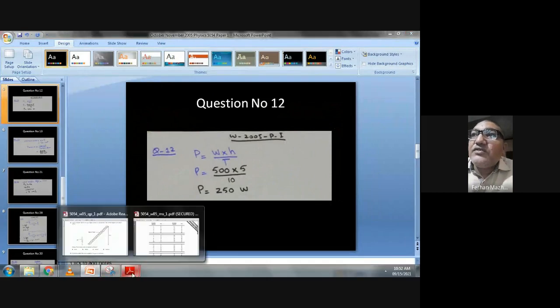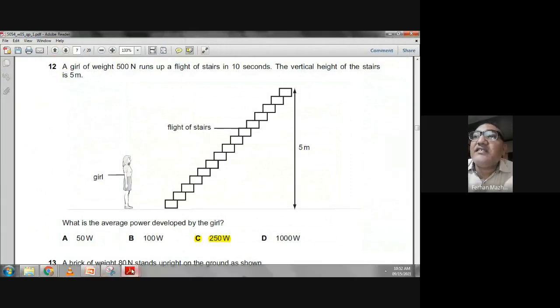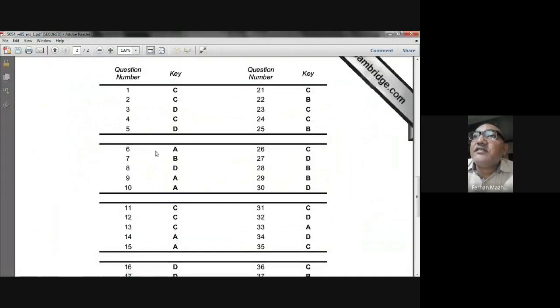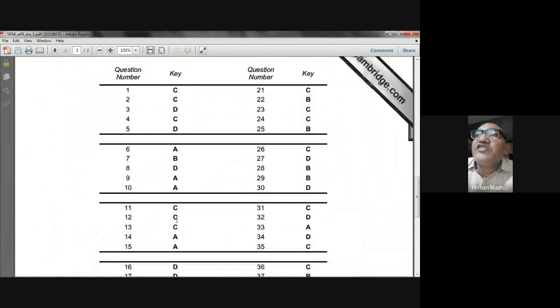Let's check the answer. 250 watt. C looks the right answer. Let's check. Question number 11, C is the right answer. Question number 12, sorry, this is question number 12. C is the right answer.